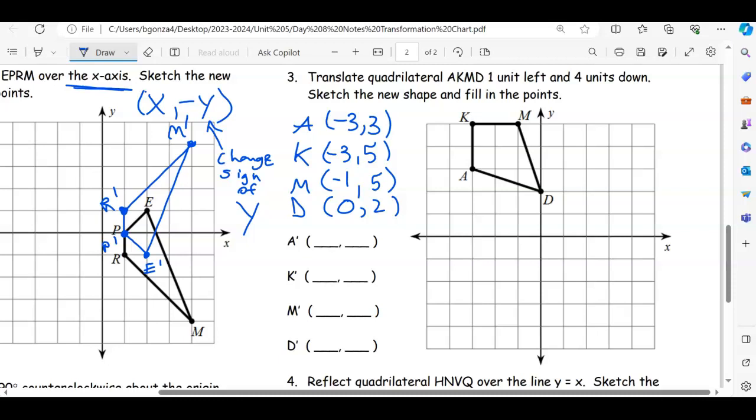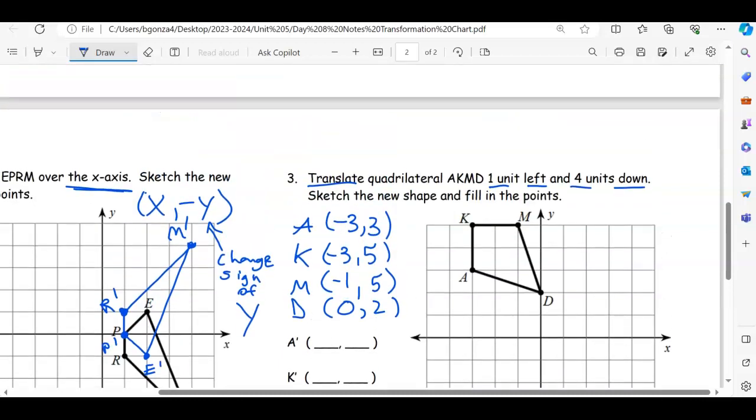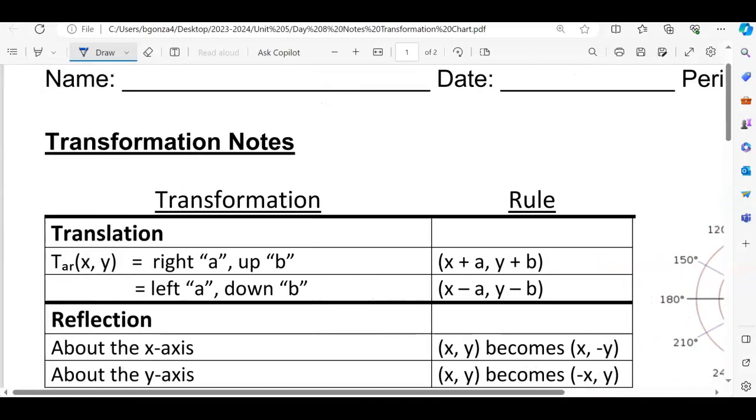Translate, which means shifted. And it tells us which way. It says translate 1 left, 4 down. Now, if you remember, when you're shifting it, you're just adding or subtracting from the x and the y values. So let me show you where it is on here. Translation, you're just going to add or subtract the x and y values.